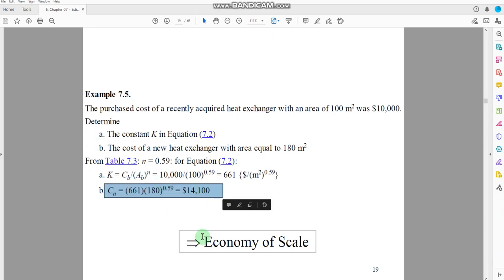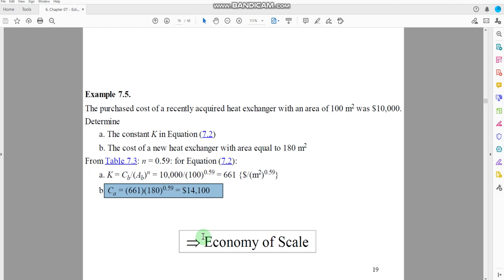Now, this concept basically only applies to the economy of scale: if the size of the equipment changes, how would it impact the cost? But until now we didn't include the part for inflation. Now we have to see, if you purchased some equipment maybe 10 years back, what would the value be after 10 years or 5 years?